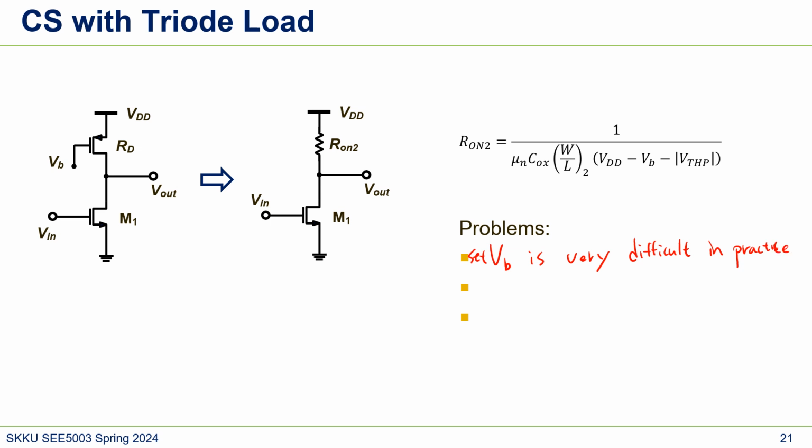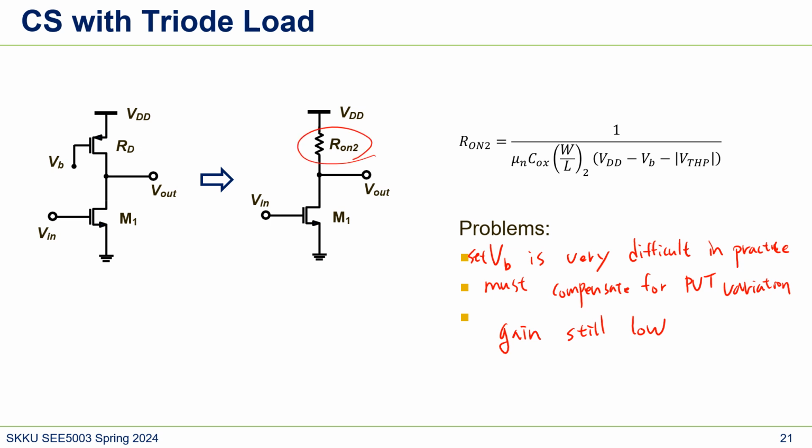And then also it must compensate for PVT variation, and also this is maybe the biggest problem: gain is still low, because in the linear region the transistor is fully turned on. It operates as a switch, so this R_on2 is not that large.